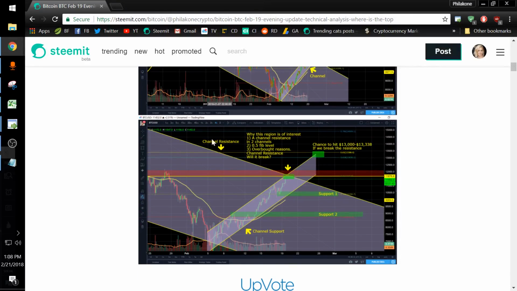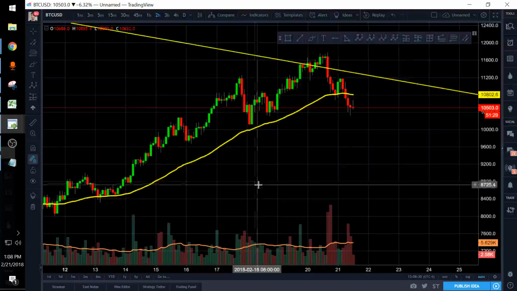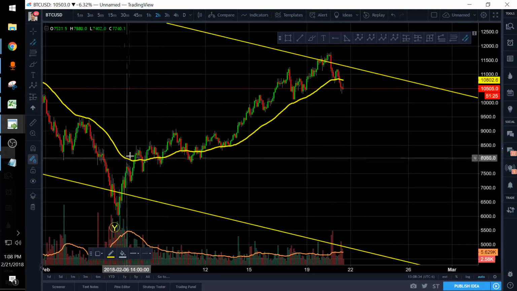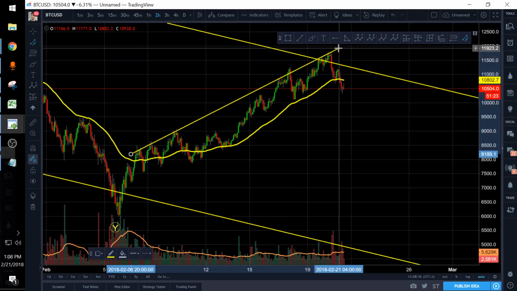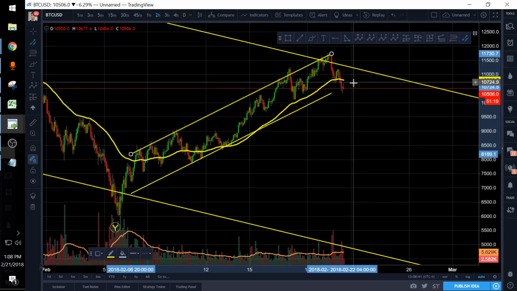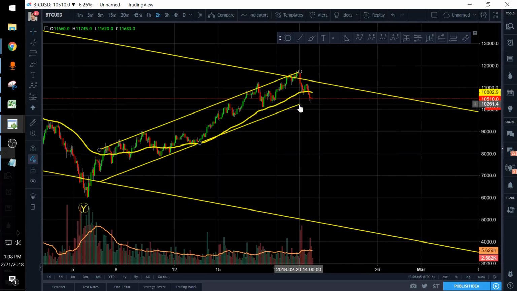Why is this region of interest? It's a channel support in 2 channels. It was the 0.5 fib level, and it has overbought reasons as well. So we were nailing a lot of these prediction videos, guys. There was also another channel that was formed in here, the second channel that we have formed. So we have to make note of this and give it respect. You always have to make sure that these things are respected, all right?